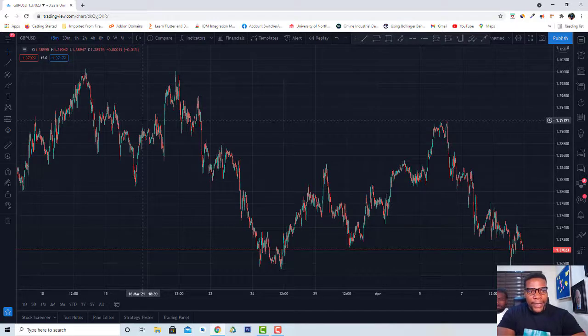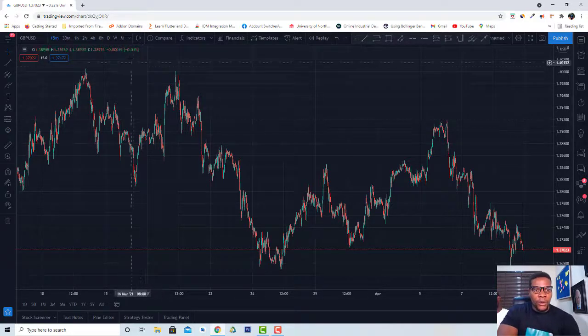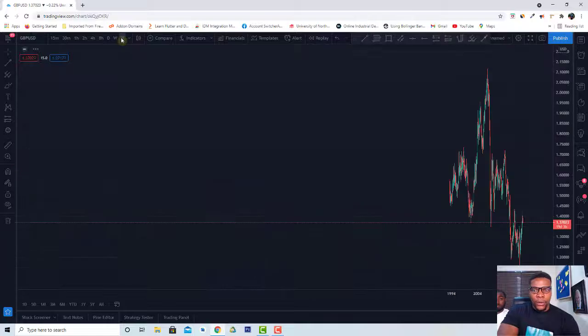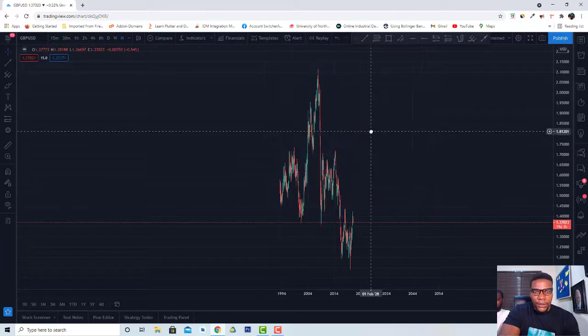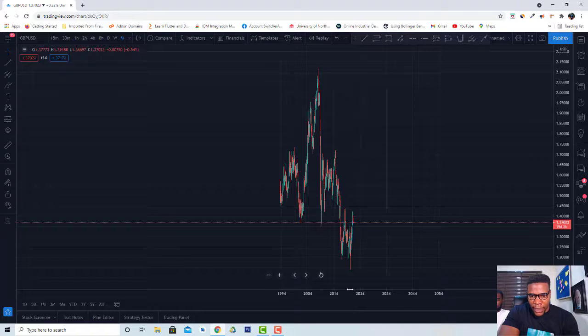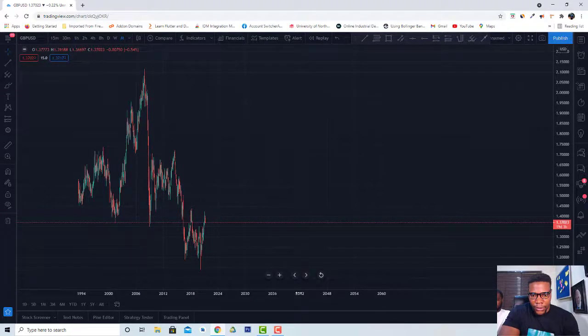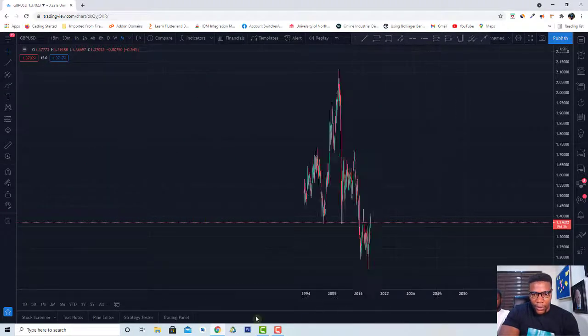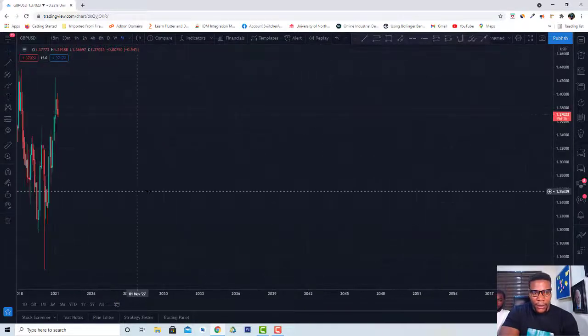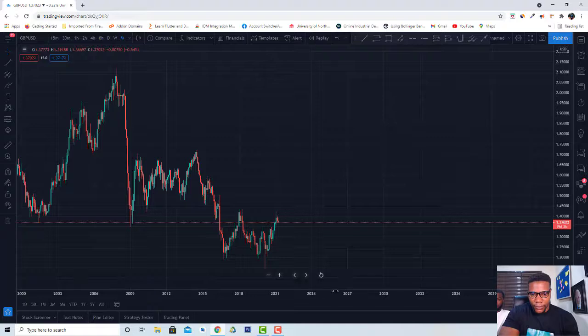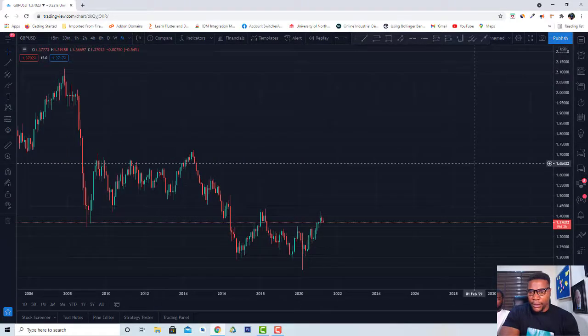So what I'm going to do right now is I'm going to take you all back to the monthly. Let's see. So what I'm going to do at the monthly time frame is to identify major support and resistance zones. All right. So right here is what I have on the monthly. I'm going to zoom it up a little bit so we can see it better. Okay, that's good.